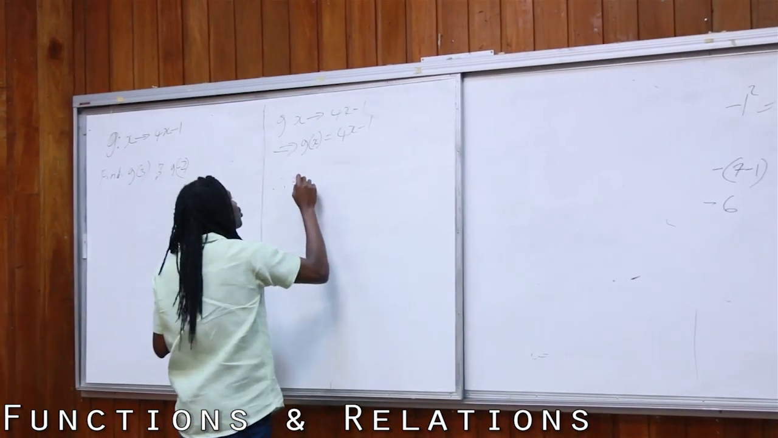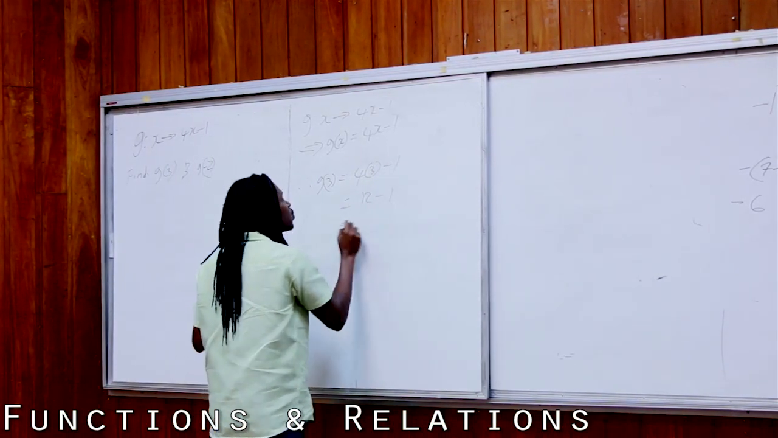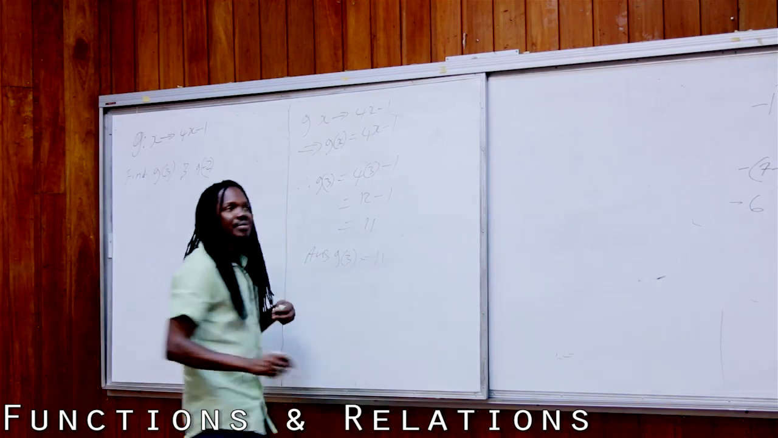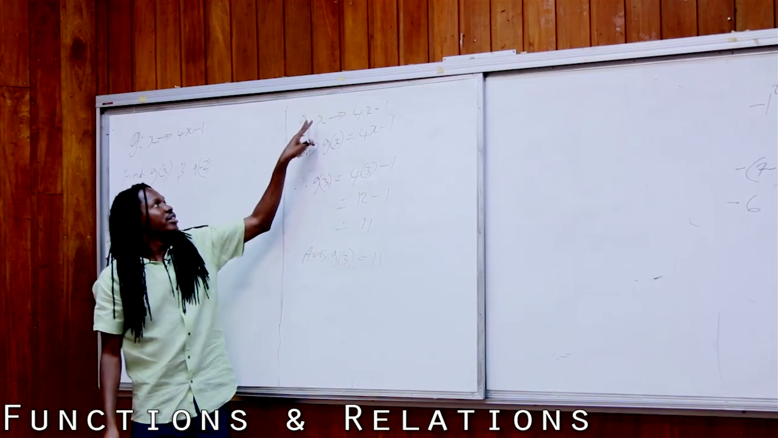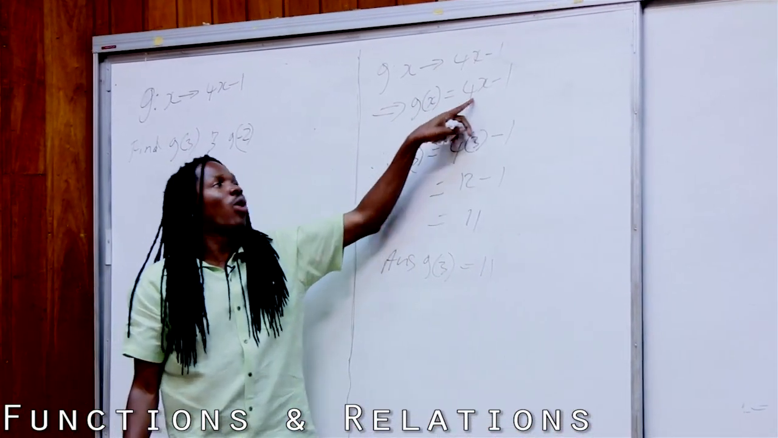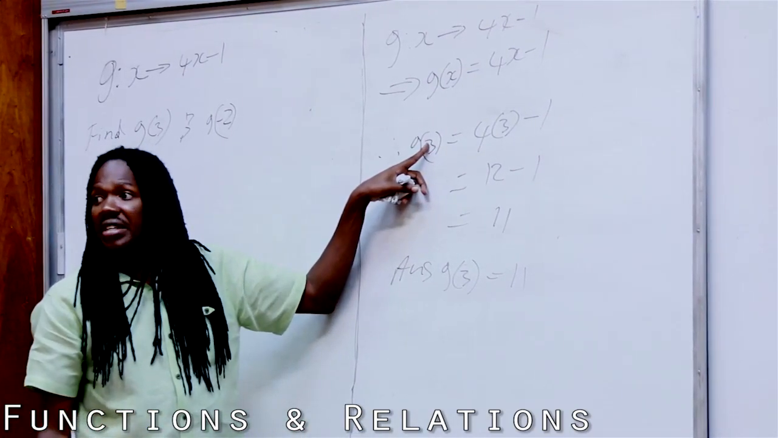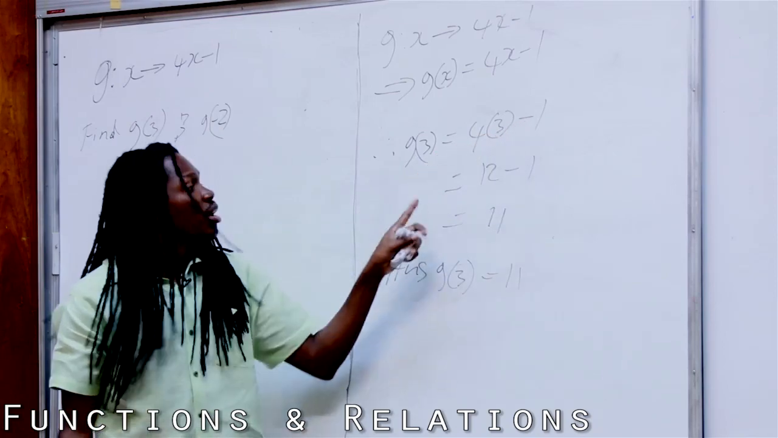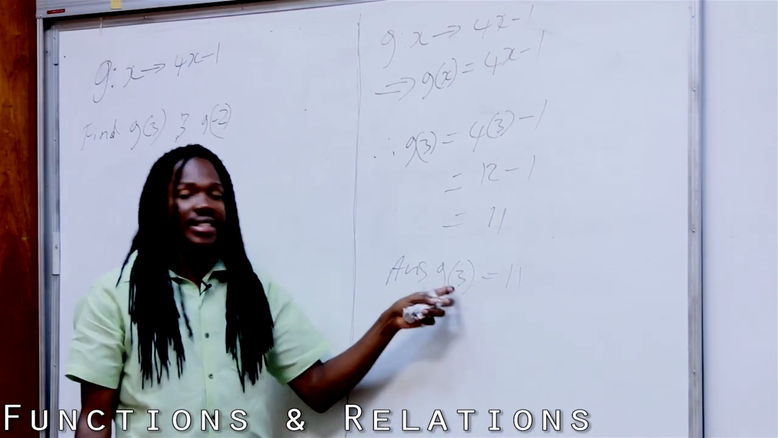Therefore, g(3) equals 4x minus 1, equals 12 minus 1, equals 11. Answer: g(3) equals 11. g(x) mapped onto 4x minus 1 implies g(x) equals 4x minus 1. Therefore g(3), which they asked us to find, equals 4 times 3, replacing x, minus 1. 4 times 3 is 12, minus 1 is 11.